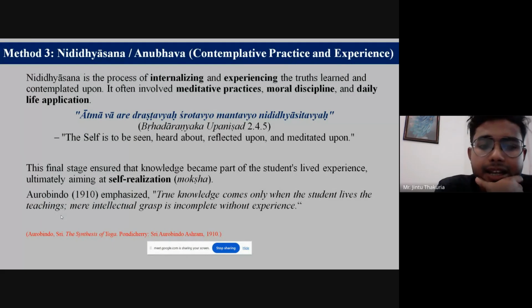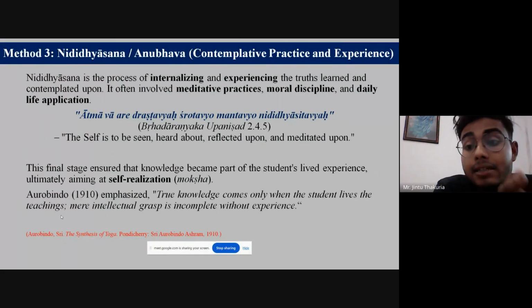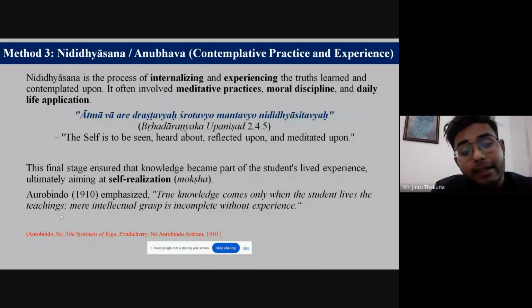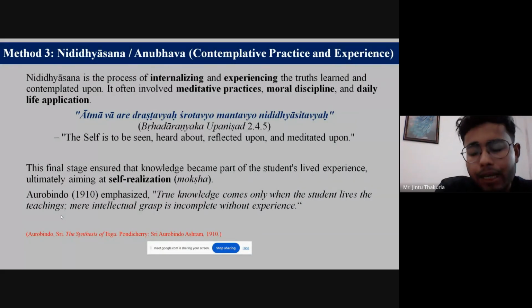It states that the self is to be seen, heard about, reflected upon, and meditated upon. So it is about applying the knowledge you have gathered, that you have to apply it in your daily life practices. It is the final stage where you can attain self-realization or liberation. Then the knowledge gets transformed into wisdom, where you become able to produce new knowledge.